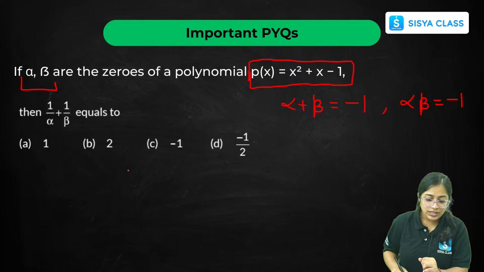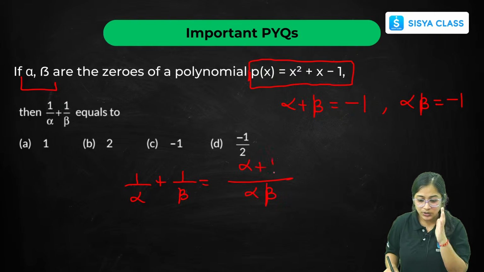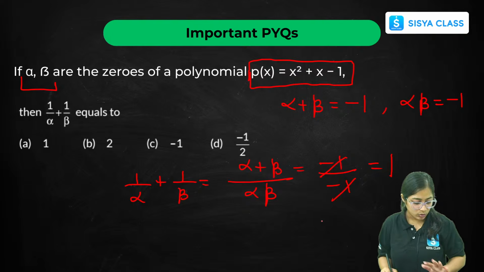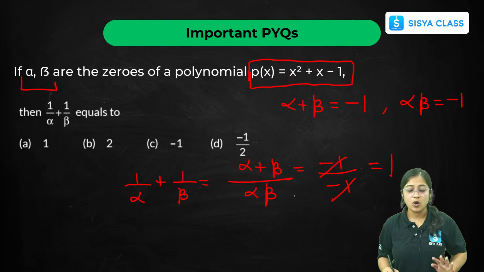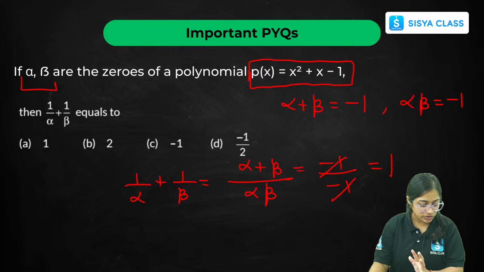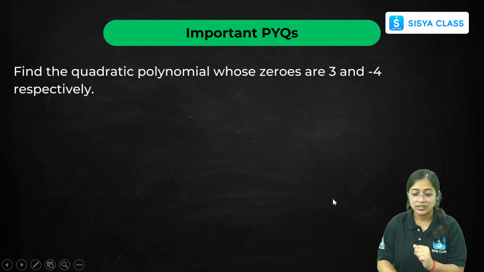So now what is the value of 1 upon alpha plus 1 upon beta? Just simplify it. So here you will get alpha plus beta over alpha beta. Alpha plus beta is minus 1. Alpha beta is also minus 1. You can cancel and the value of it is 1, okay? So this was also a very easy question. I hope until this every question is clear to everyone. Now let's move to the next question.